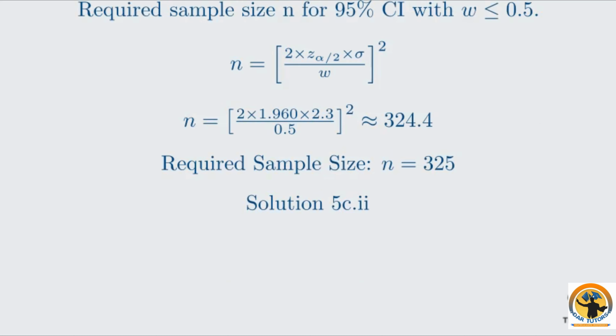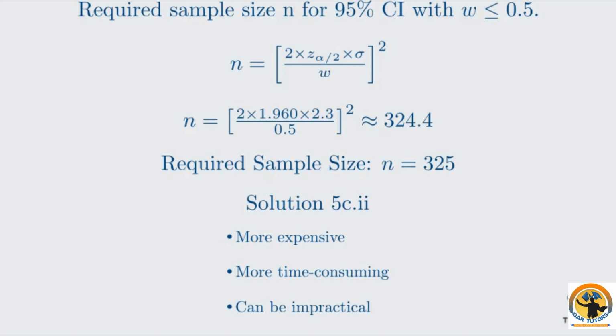For part D, what problems might result from obtaining a narrower confidence interval? A narrower interval is more precise, which is good, but it comes at a cost. It requires a much larger sample size. Taking a sample of 325 bottles instead of 30 would be more time-consuming, more expensive, and could be impractical in a real-world manufacturing setting.